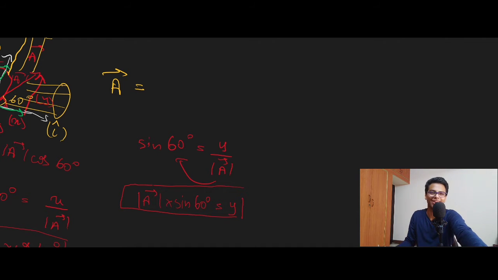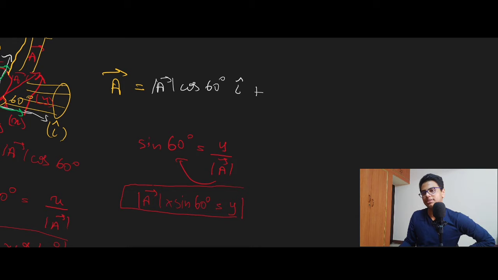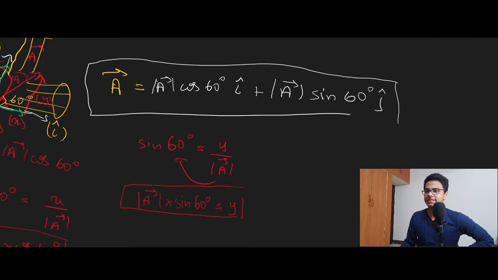We're basically using triangle law. So that gives us a vector equal to mod a vector cos 60 degree i cap plus mod a vector sine 60 degree j cap. All right, this is what we get as our a vector. And that is how you go ahead and represent any vector in terms of this.